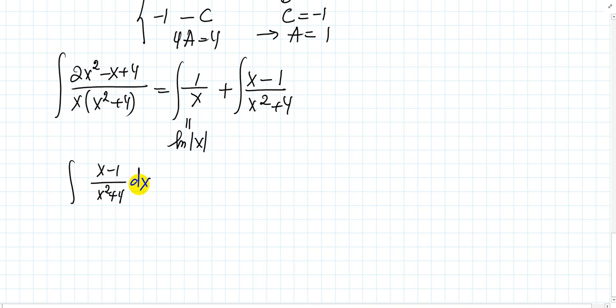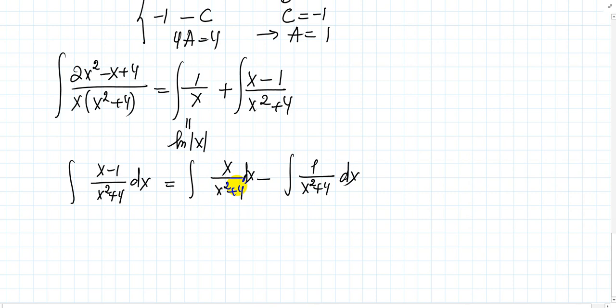So the idea is like this. I'm going to split this integration into two parts by dividing every single term on the numerator by the denominator. This will be the integration of x divided by x squared plus 4 minus 1 divided by x squared plus 4 dx. Right? Do you understand this? So I'm dividing the denominator into every single term, then this integration splits into two.